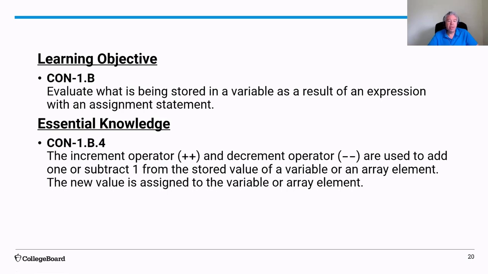The increment operator plus plus and decrement operator minus minus are simply used to add one or subtract one from the stored value of a variable or an array element, and we'll talk about array elements further down the road. The new value is then assigned to the variable or the array element. So once I do that addition or subtraction, the new value automatically gets assigned back to the variable.